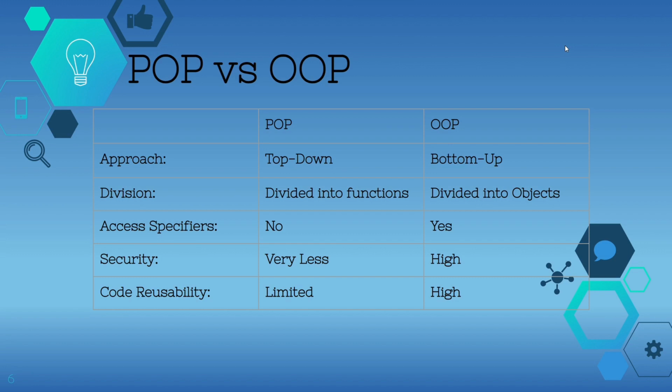The fifth difference is about code reusability. In procedure-oriented programming, you can reuse the function but only up to some extent. But in object-oriented programming, code reusability is very high as we can inherit a class, which reduces the repetitive code.